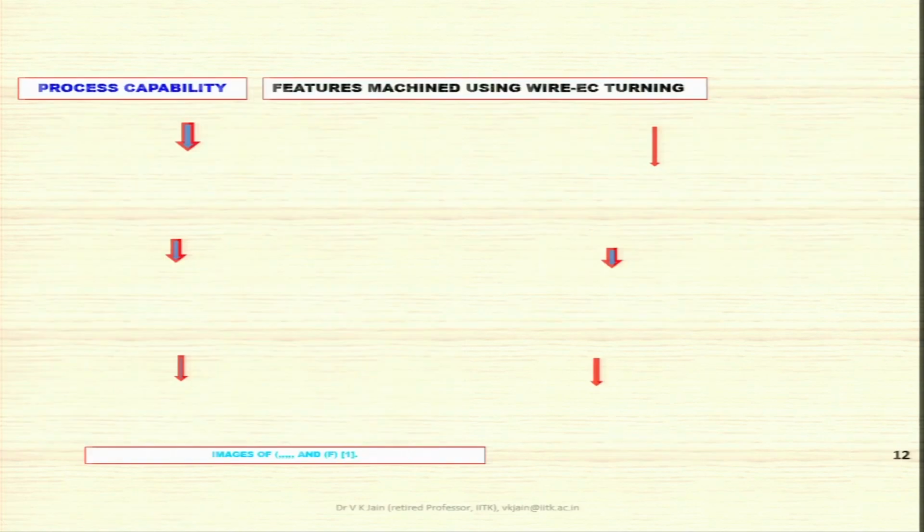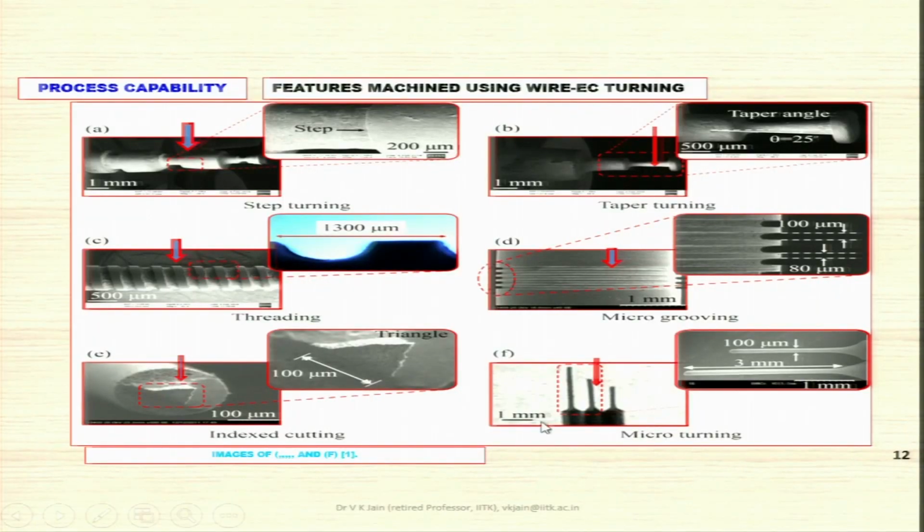Now let us see process capability, features machined using wire electrochemical turning operation, because wire ECMM can be used for different kinds of operations. Here I am showing some capabilities related to turning operations. As you can see over here, multi-step turning. This is a smaller diameter, larger diameter, still larger diameter. So different step turning operations can be performed with the help of the wire ECMM process.